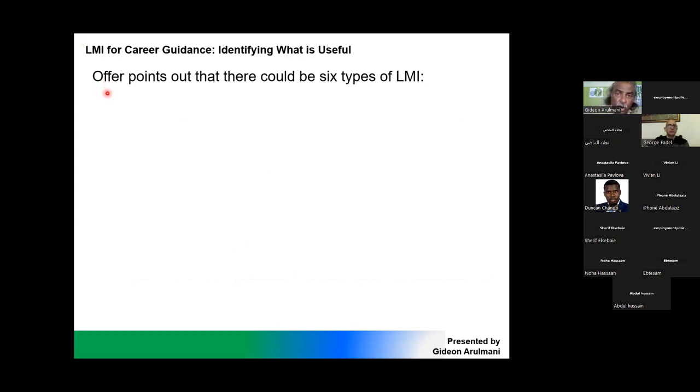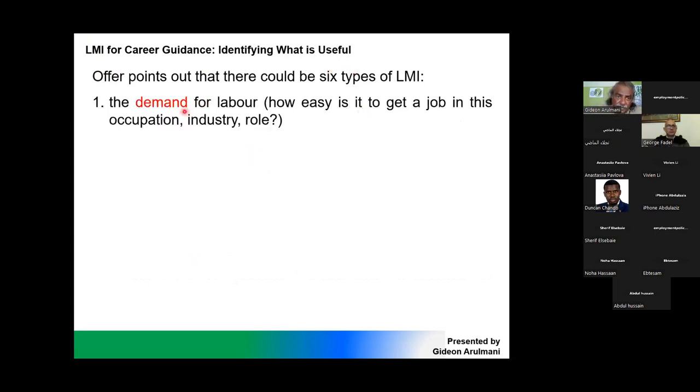There's another researcher called Offer. Offer is the name of a person, and points out 6 types of LMI. Demand for labor, how easy is it to get a job in this occupation or industry? Very hard to get a job as a medical doctor in India because there are so many. Very hard to get a job as an engineer in India because there are just too many, hundreds and thousands of them. So this morning I was doing an analysis of another research project. Out of 800 engineers whom we were analyzing, 412 or something are not doing engineering because there are no jobs for them. Passing this LMI on to our clients.